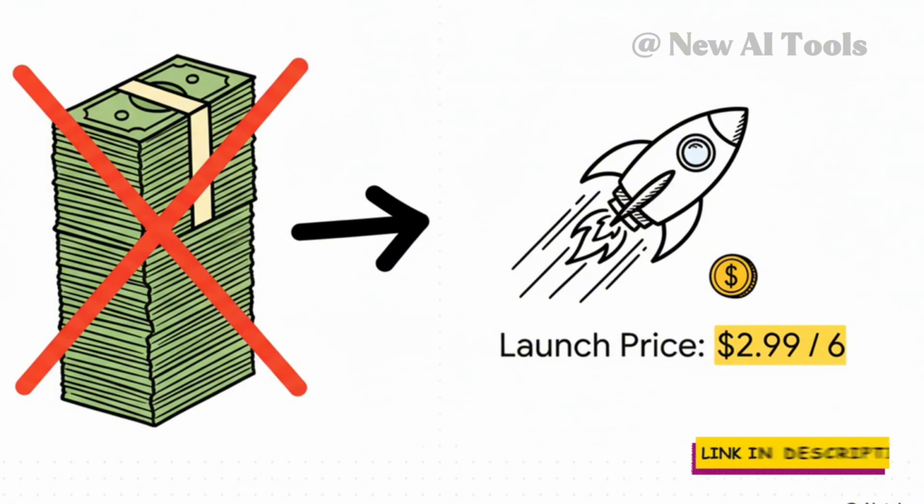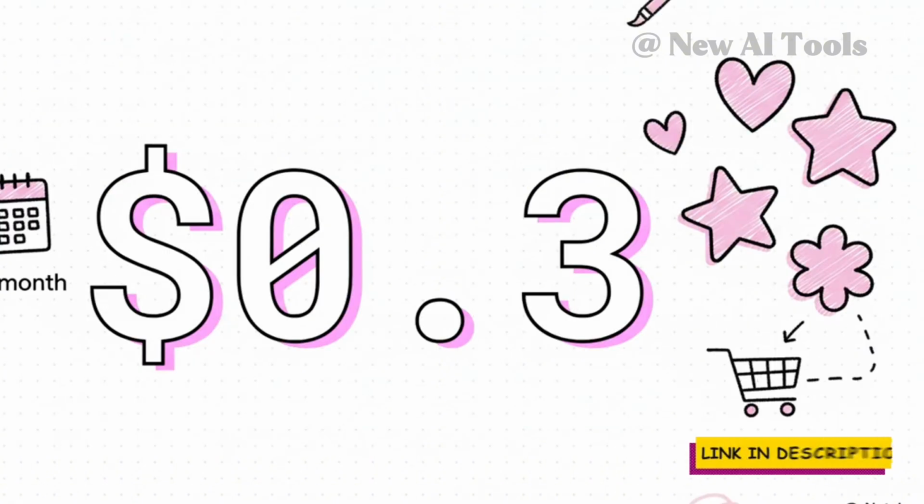No, I'm not kidding. That's not a typo. Let me just put that into perspective. That works out to about 33 cents per month. 33 cents. You literally can't even buy a single digital sticker on Etsy for that. The value proposition here is just insane.